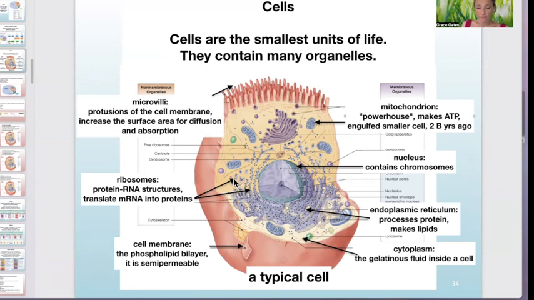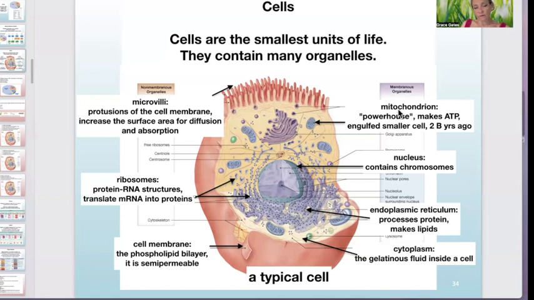Then here we have ribosomes, and ribosomes are attached to the rough endoplasmic reticulum as these little balls here. And there are also free ribosomes in the cytoplasm. And of course, ribosomes translate mRNA into proteins, and they themselves are protein RNA structures. And then shown here is the cell membrane, the phospholipid bilayer, which is semi-permeable.